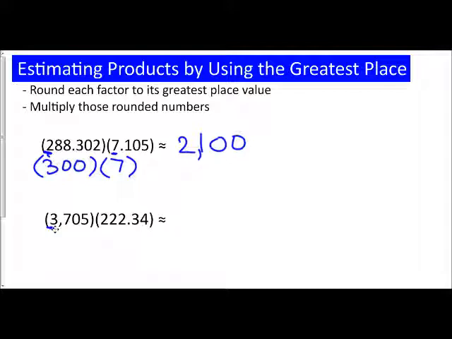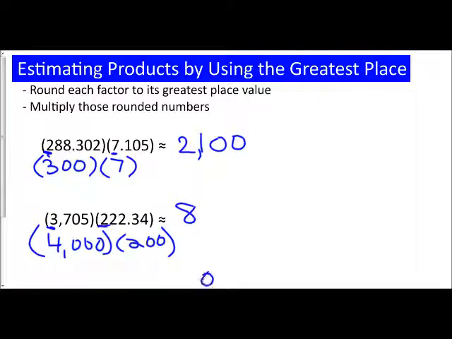Here the thousands is the greatest place. 3,705 is going to round to 4,000. And here the hundreds is the greatest place. That's going to round to 200. Okay, so I've got 4,000 times 200. 4 times 2 is 8, and it's going to be followed by 5 zeros. So I have 800,000.